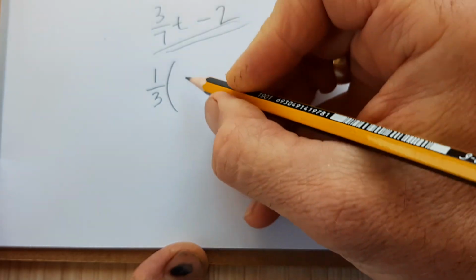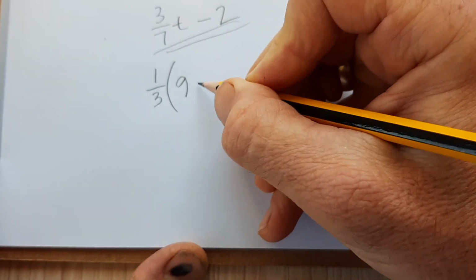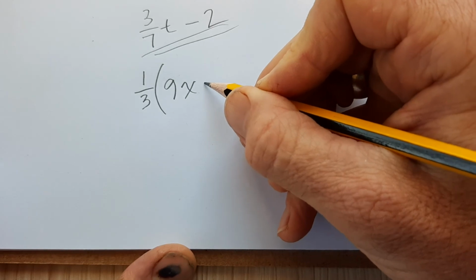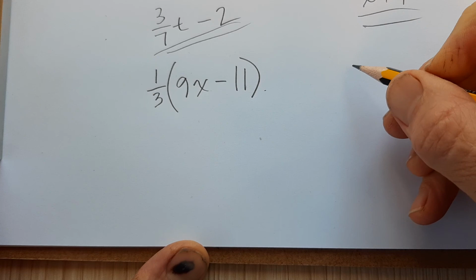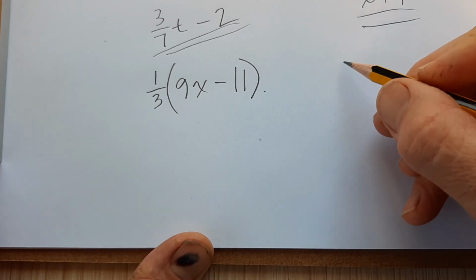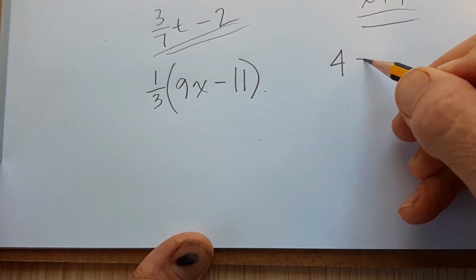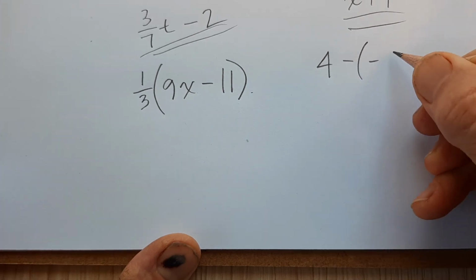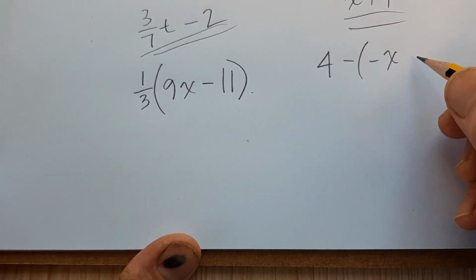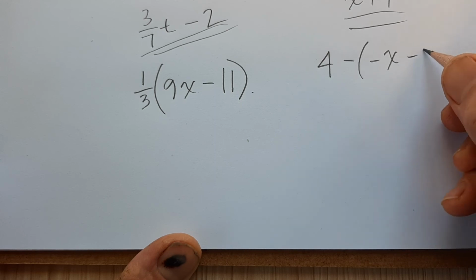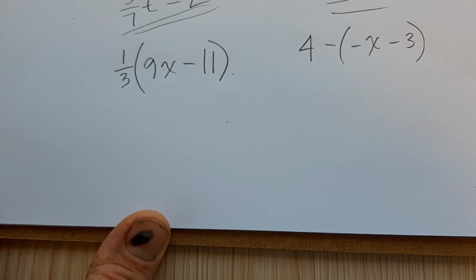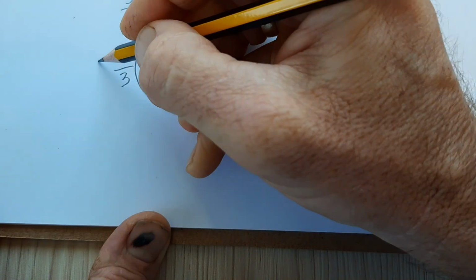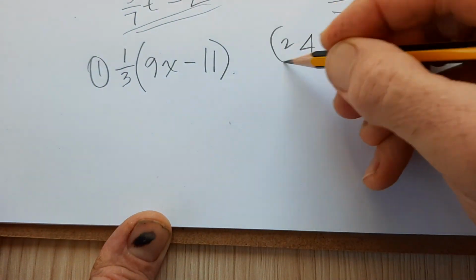We'll do them just the same. 1/3 times 9x minus 11. Okay, that one, do that one please. And then we're also going to have 4 minus x minus 3. Okay, so bring these two. You solve these two now. You pause the video here, write them down, and make this number 1 and this number 2. Bring those two with you to class.